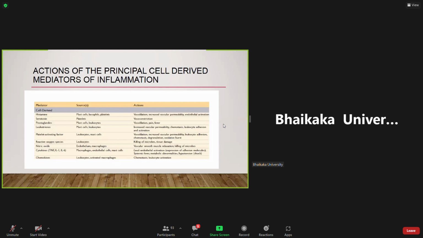So this table has been given in your Robbins. I will not discuss it in detail. You have to read it anyway. This is all the same story that I have told you so far.